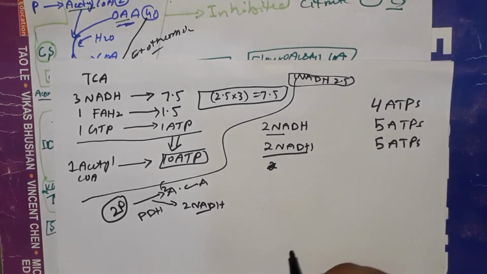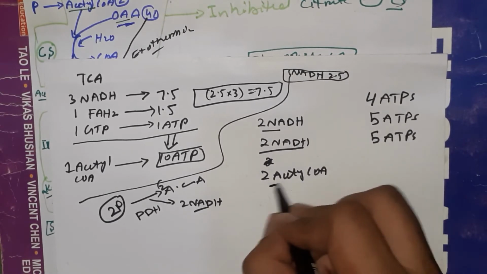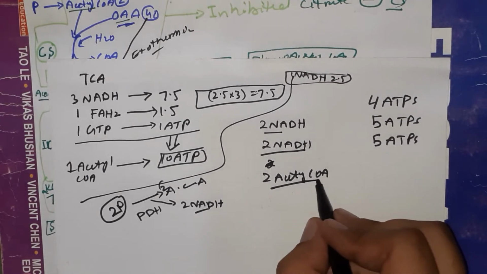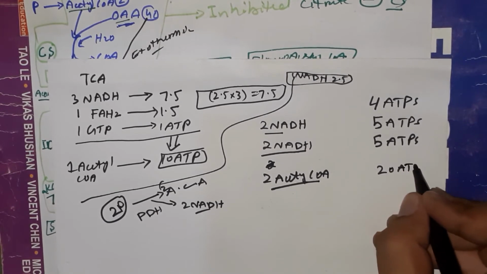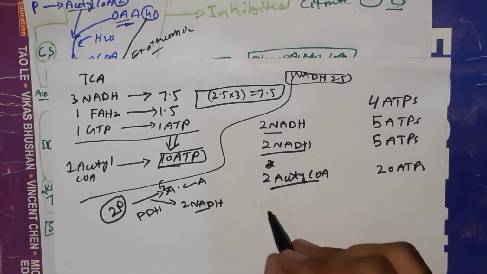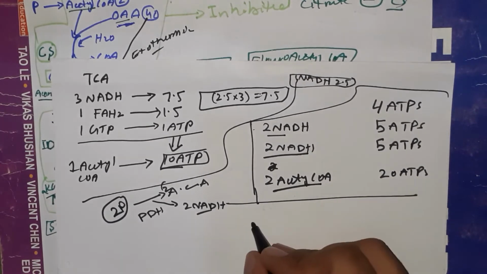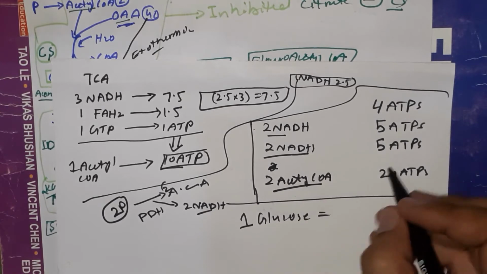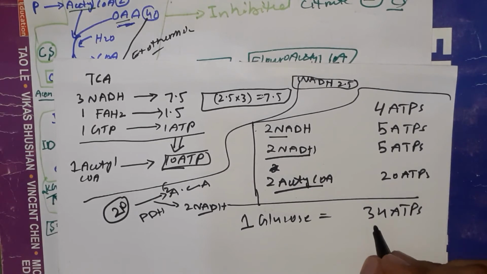Next, 2 acetyl CoA are produced, and these 2 acetyl CoA enter into the TCA cycle. So the TCA cycle runs 2 times for one molecule of glucose, and these 2 acetyl CoA molecules give us a total of 20 ATPs, as 1 acetyl CoA gives us 10 ATPs. So what will be the gross ATP gain? One glucose molecule gives gross 34 ATPs. This is the gross ATP gain.